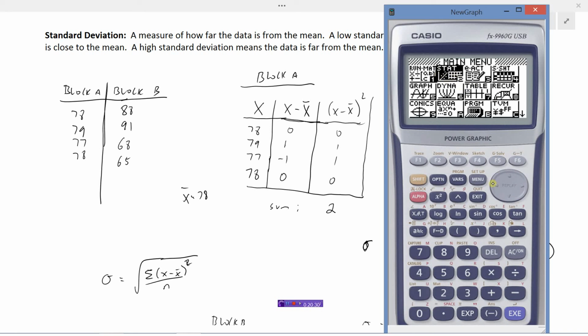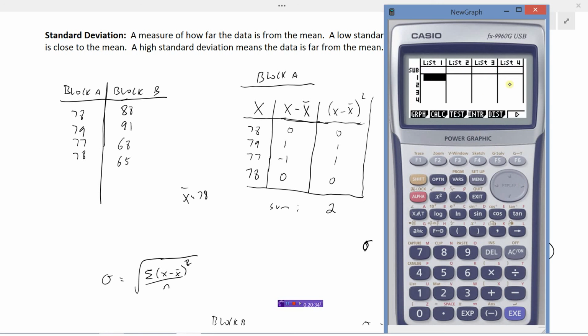So what we're going to do is we're going to go to Stat, hit Enter, and then you get these lists that come up. We really just have one list of numbers, so I'm just going to enter this data in: 78, 79, 77, and 78. So I've entered the data in. You can keep going, there could have been a 5, 6, 7. We are only going to have these 4 values in because that's all we've got here.